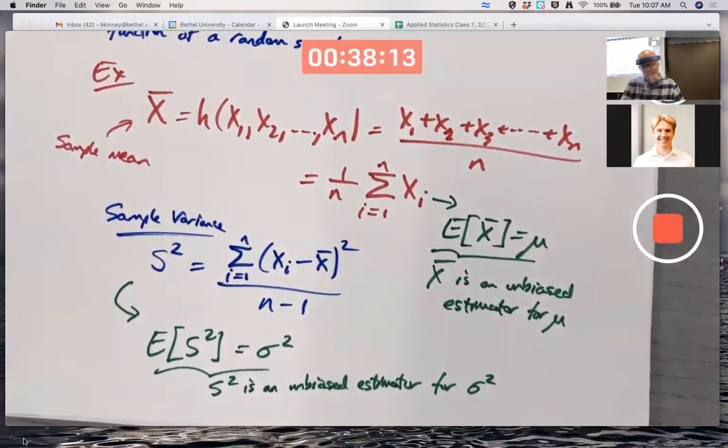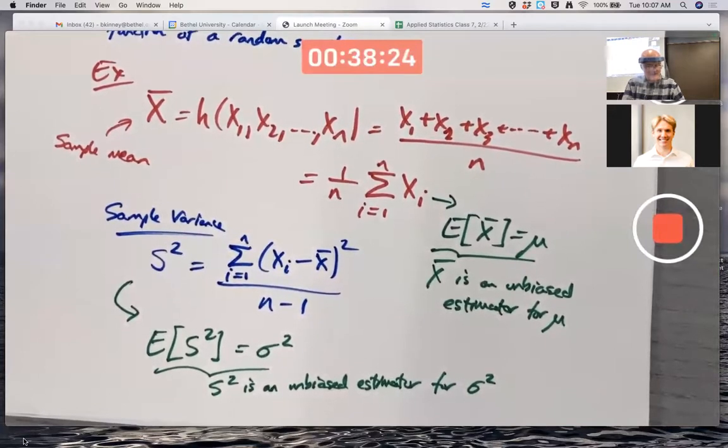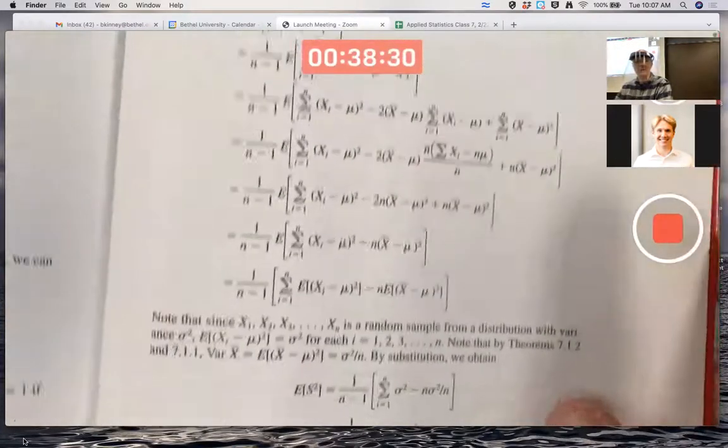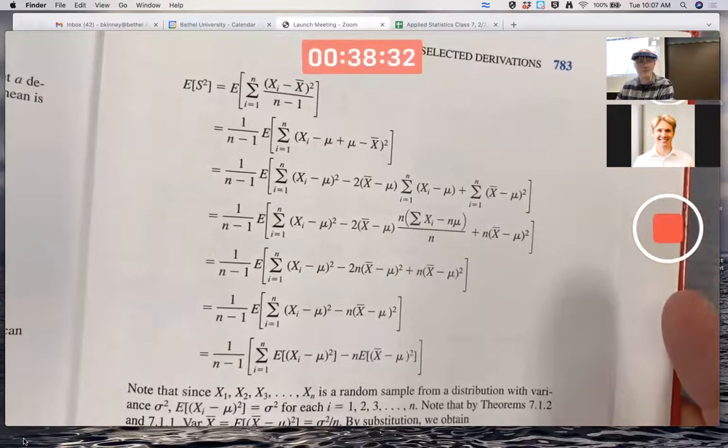Where is it? Why can I not find it? I'm not finding the appendix where it is. I found the answers. I'm in some trouble today. There it is. Okay. Page 782 and 780, mostly 783. Essentially, those are the calculations that prove S squared's unbiased. Yikes.